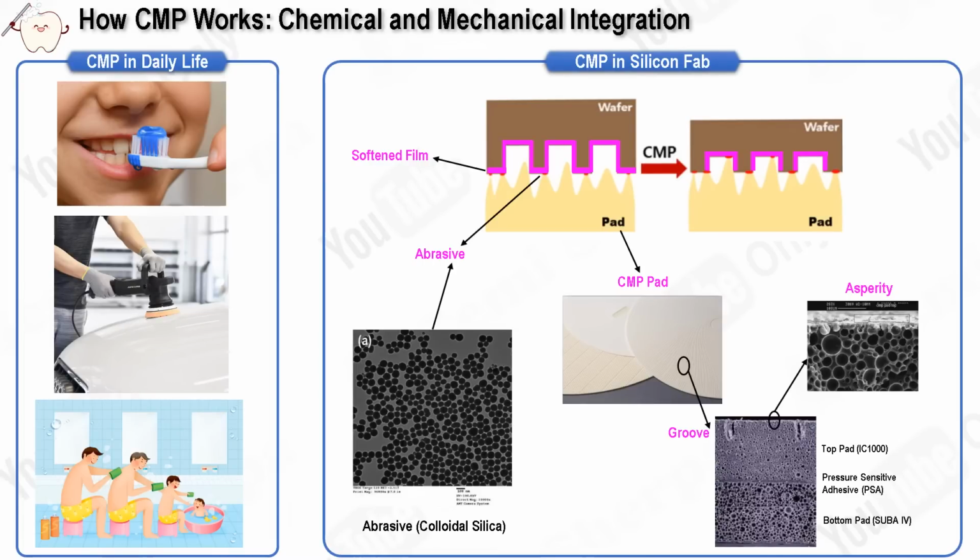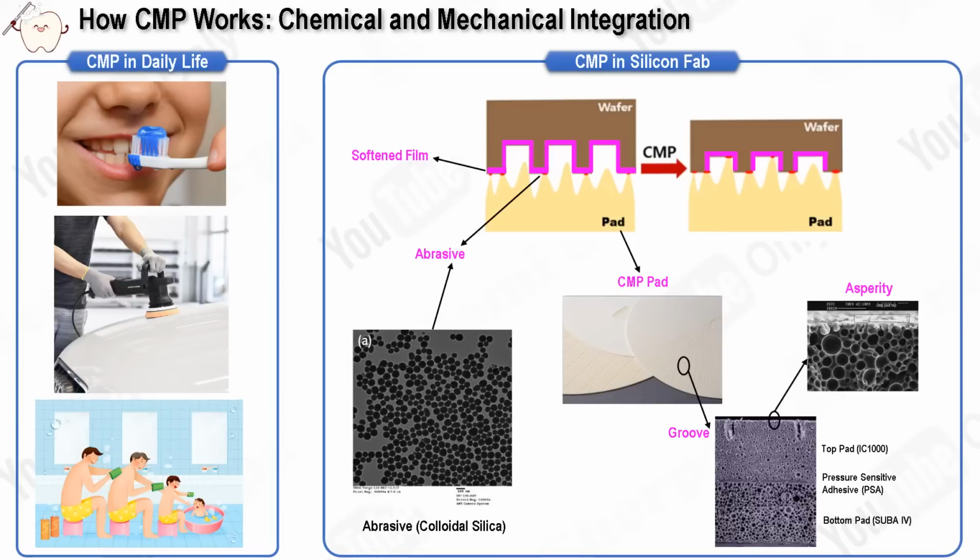CMP stands for chemical mechanical polishing or planarization. This process involves polishing by using a combination of chemical reactions and physical force to achieve both local and global planarization. Historically, human polishing processes began by polishing stone around 10,000 BC.